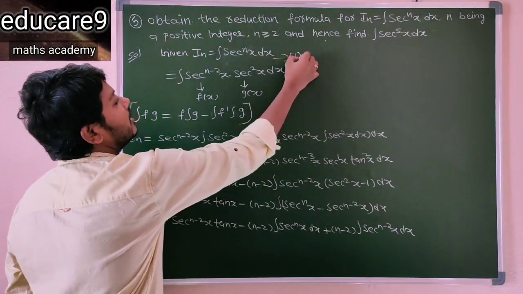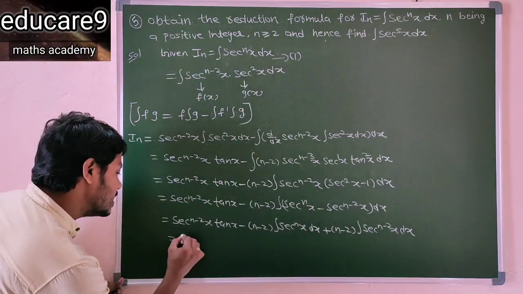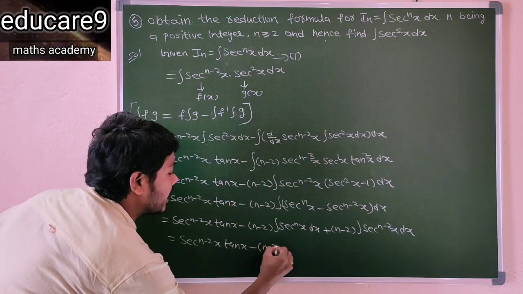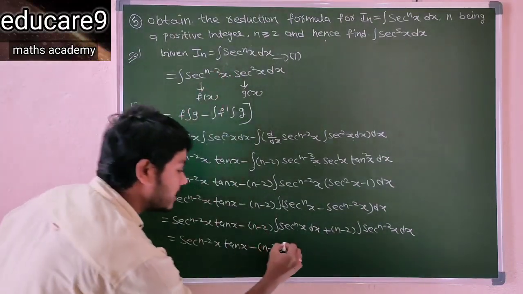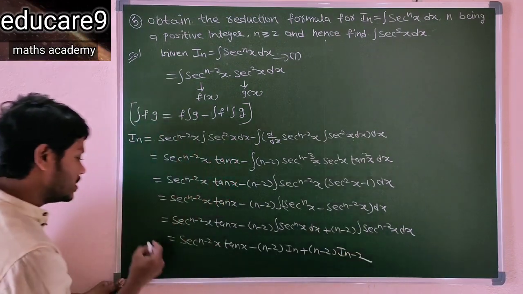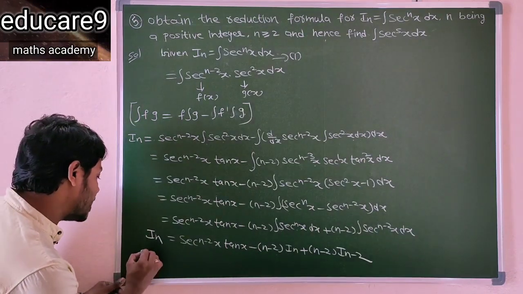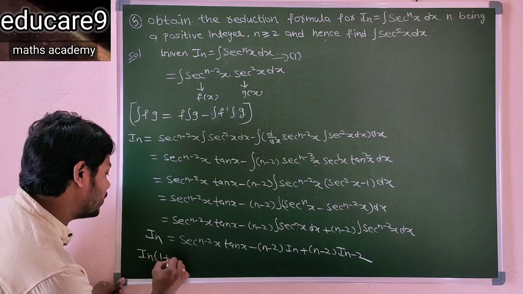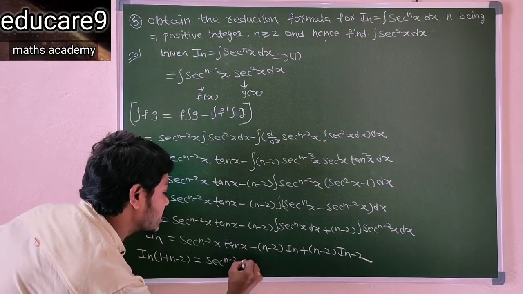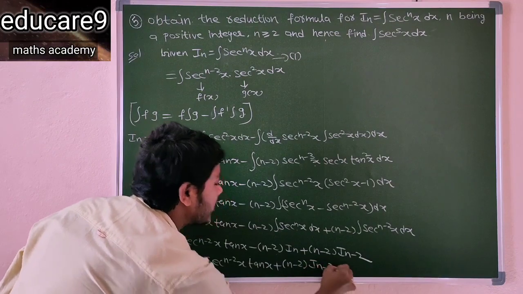So from equation 1, the integral of sec^n x dx value is In. So substitute here. So this is sec^(n-2) x tan x minus (n-2) into the integral of sec^n x, which is In, plus (n-2) into I(n-2). So this value is In. Now send the (n-2) In to the left side. So In is common. What you get is (1 plus n-2) In is equal to sec^(n-2) x tan x plus (n-2) into I(n-2).